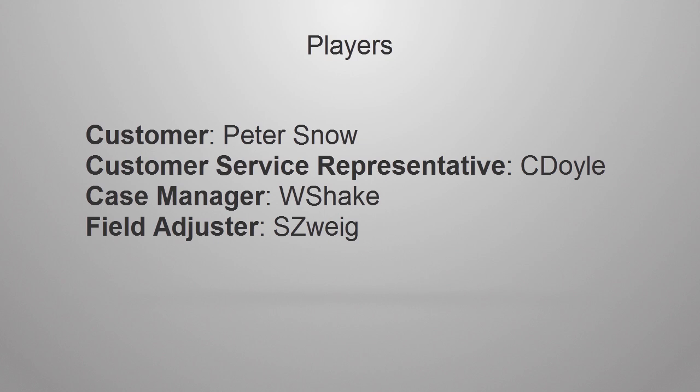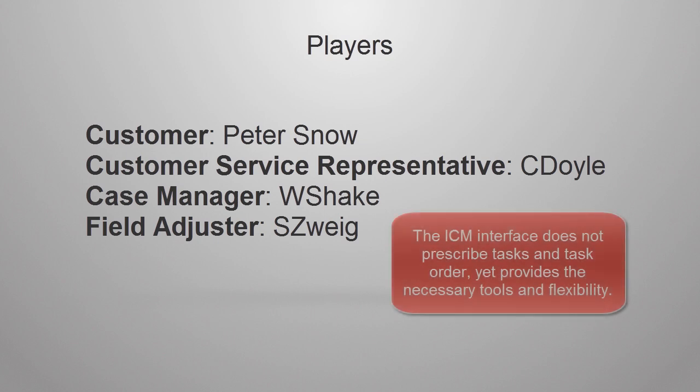With that background, we're ready to get started. Let's see how the members of the ABC Insurance Company use the ICM Process Accelerator to manage Peter Snow's claim. As you watch the demo, notice how the interface does not prescribe tasks and task order, yet provides the tools and flexibility knowledge workers need to be maximally efficient, thus increasing customer satisfaction.